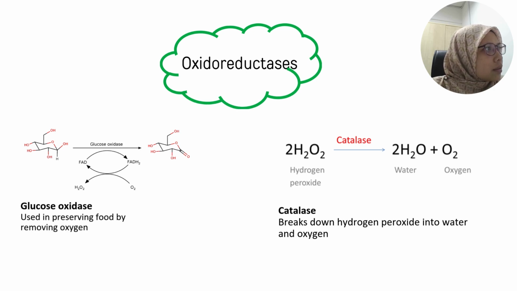and then hydrogen peroxide, they use catalase, so the enzyme is catalase. They break down hydrogen peroxide into water and oxygen. So here the loss of hydrogen and lose electron.